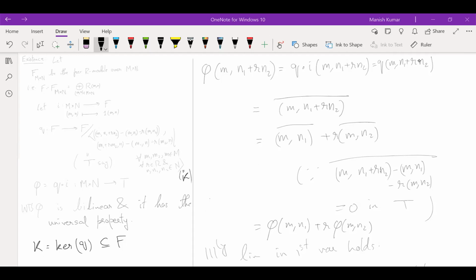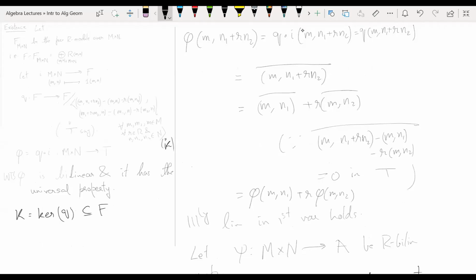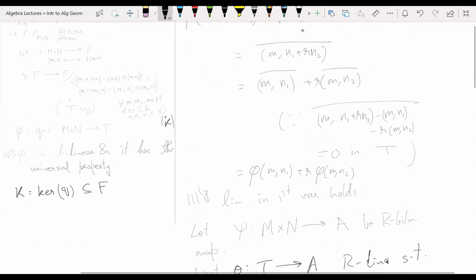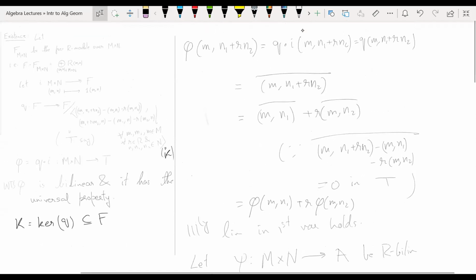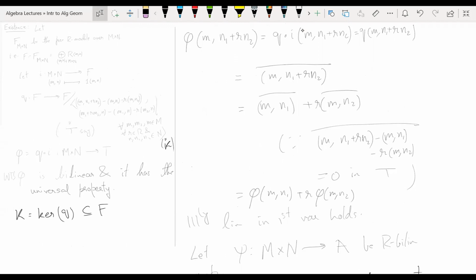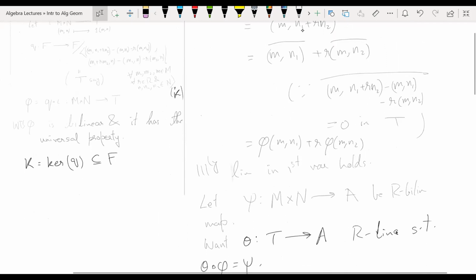So this is how you get that phi is linear in the first variable, and the same thing will tell you that it is linear in the second variable. So you get that phi is bilinear. Now the next step is to make sure that it satisfies the universal property. The reason it satisfies it is because we started with a free module. A free module has a universal property: it is the biggest sort of module from where you can get maps and so on.